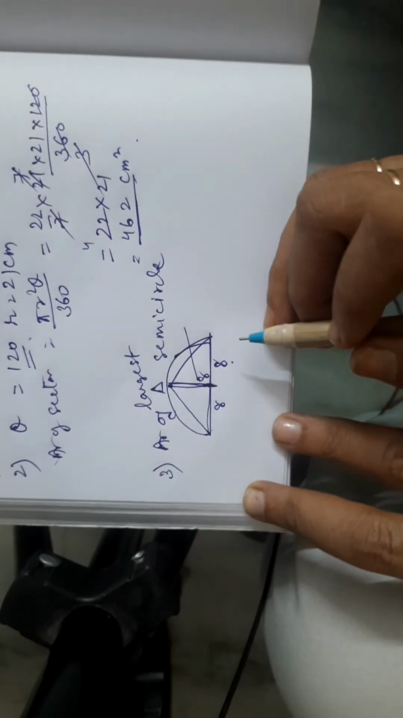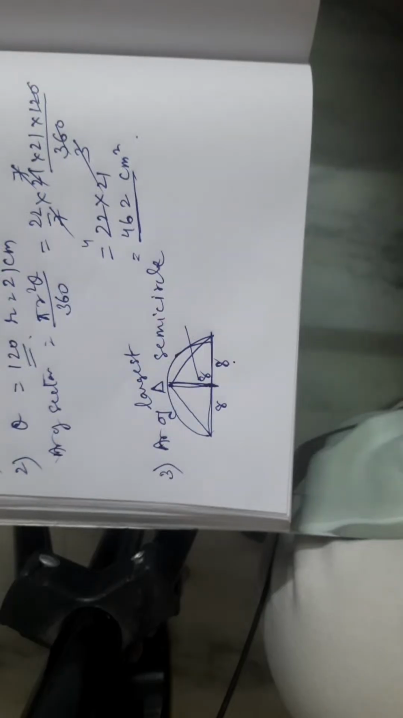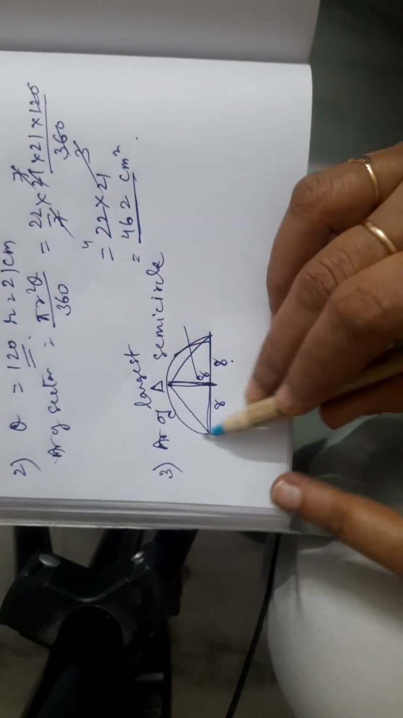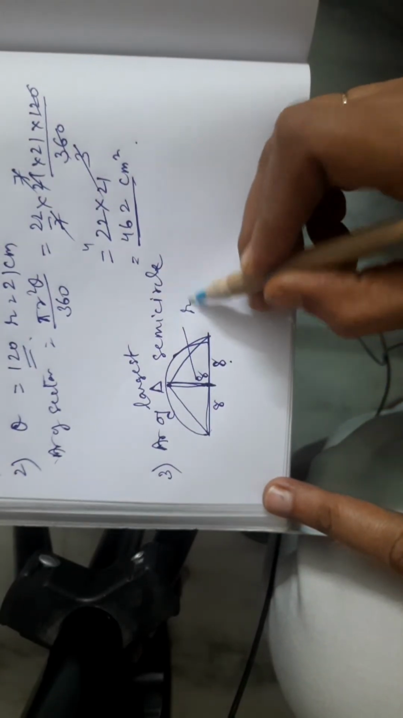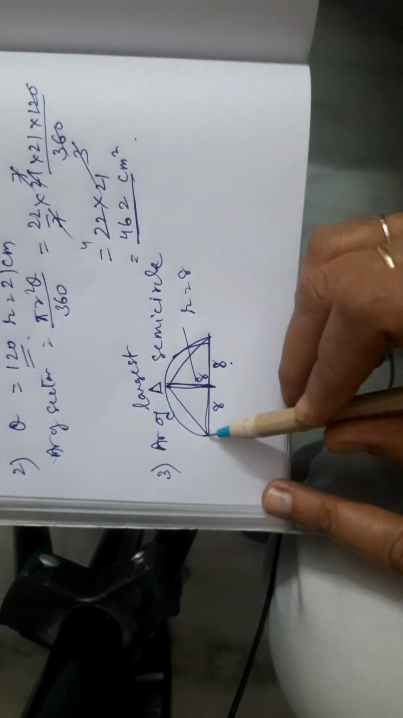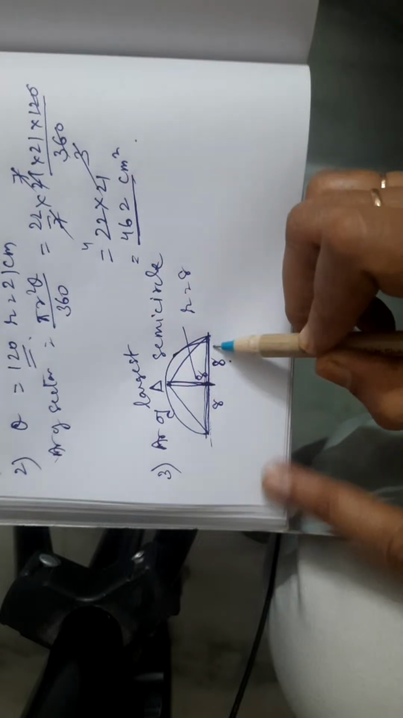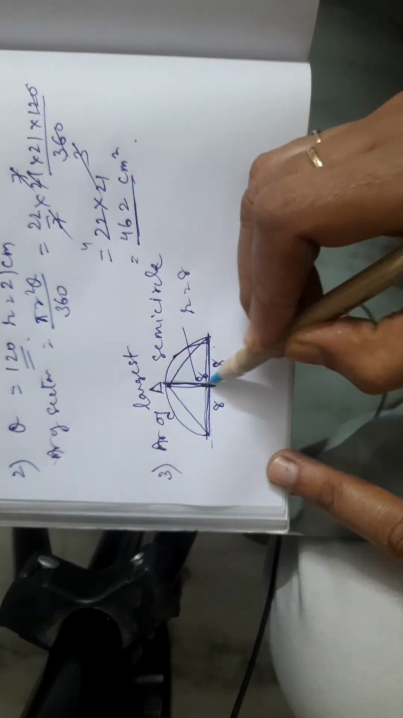Once again repeating the question. Here the question is: find the area of the largest triangle which is inscribed in a semicircle. So there is a semicircle, its radius is given 8. So we calculated the base as 8 plus 8, so it is 16. Radius is nothing but height.